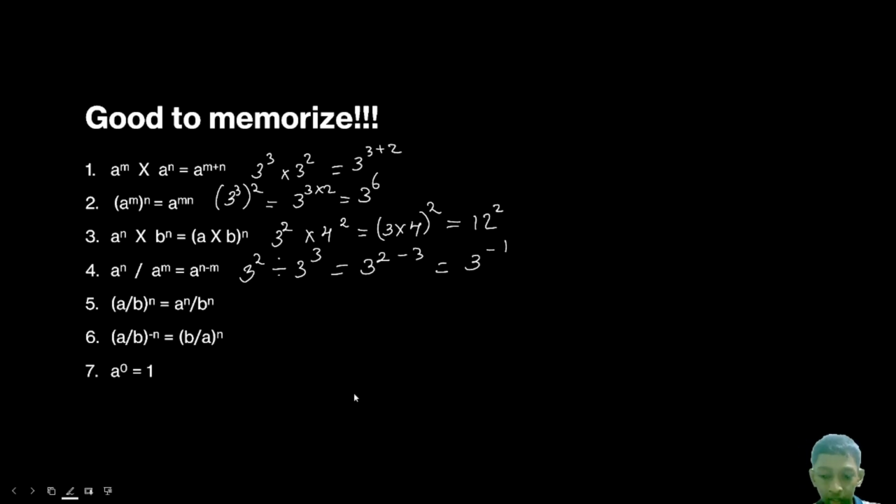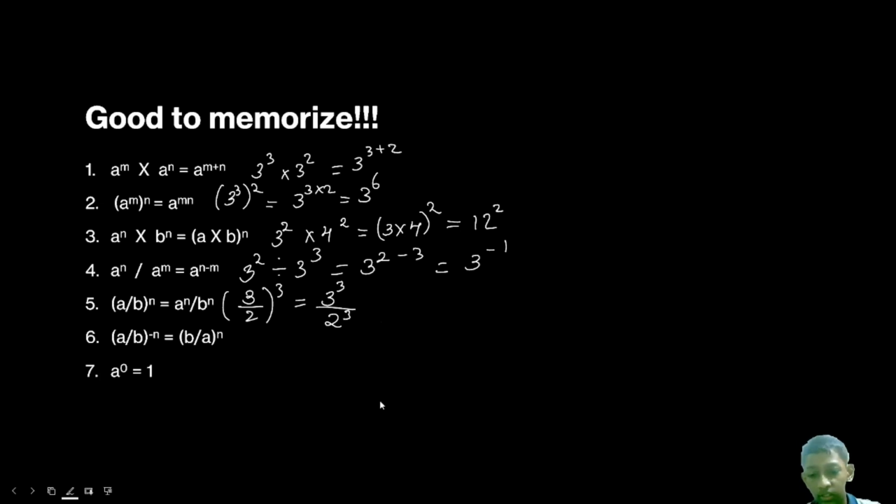Now let's move to the fifth one. a by b, or a divided by b, whole raised to the power of n is equal to a raised to the power of n divided by b raised to the power of n. So when there is a division or a fraction whole raised to the power of any exponent, then we have to give that exponent to the numbers in the fraction, that is, to the numerator and denominator. Let's take an example, 3 by 2 whole raised to the power of 3. So this should be done as 3 raised to the power of 3 by 2 raised to the power of 3.